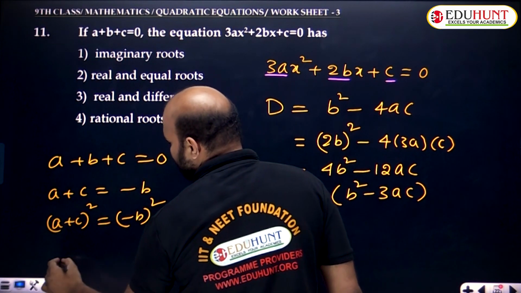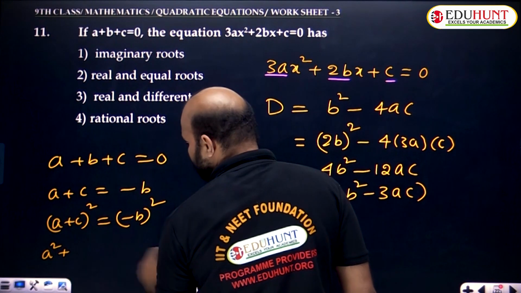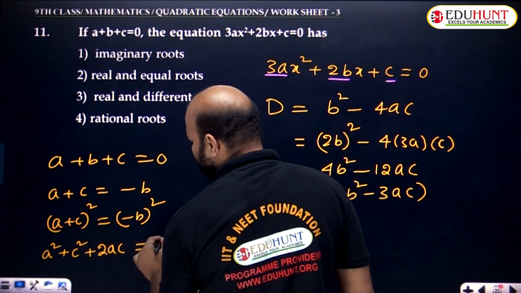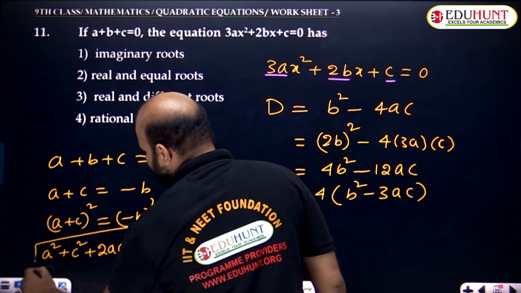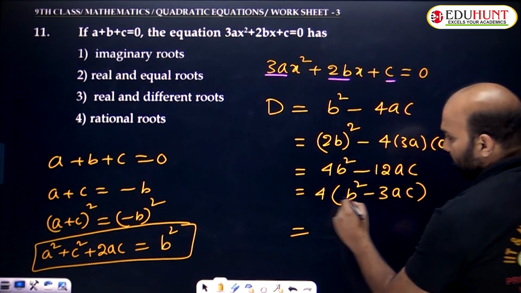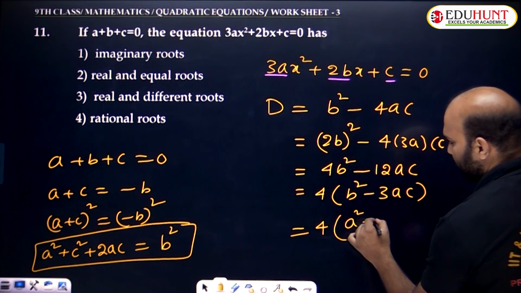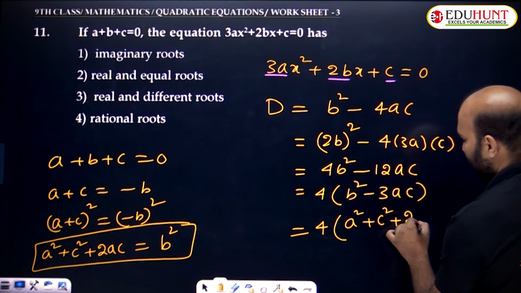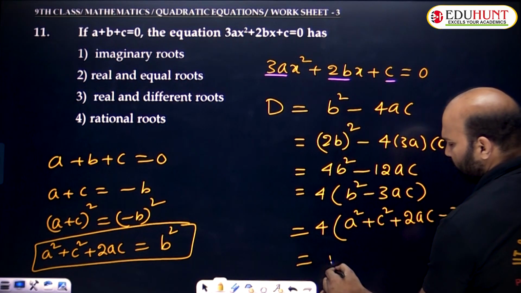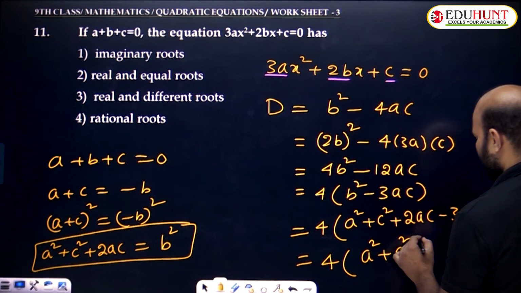Expanding (a plus c) whole square gives a square plus c square plus 2ac, which equals b square. Now substitute this value of b square. What I am getting here is 4 into (a square plus c square plus 2ac minus 3ac). Taking 4 common, it can be written as 4 times (a square plus c square minus ac).